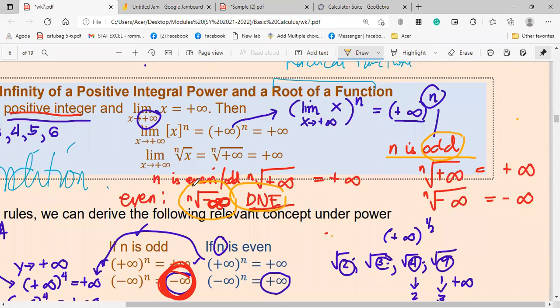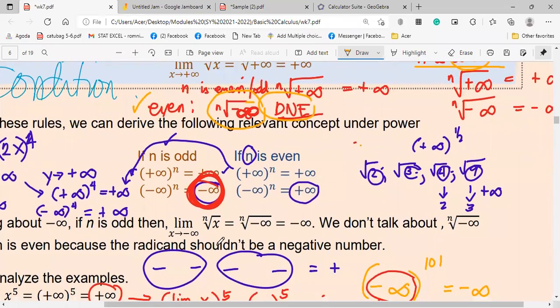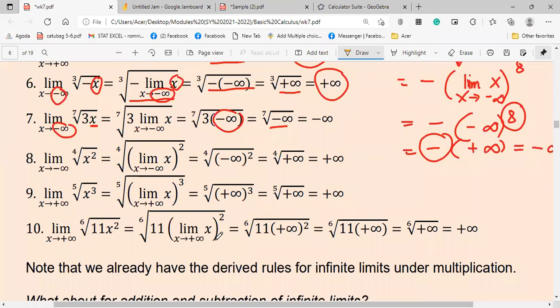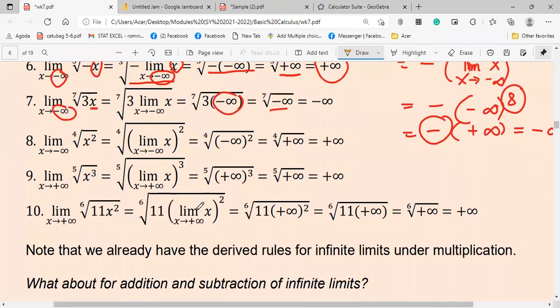Ang maging mabahala kayo kay even na index na nth root of negative infinity, then that will always be DNE, and the only reason is even index does not accept negative radicands. They remain undefined when you have negative radicands. Okay? Then all other examples are clearly defined naman sa inyo.